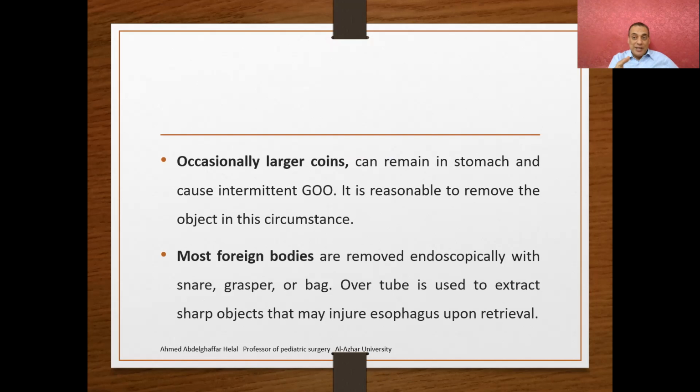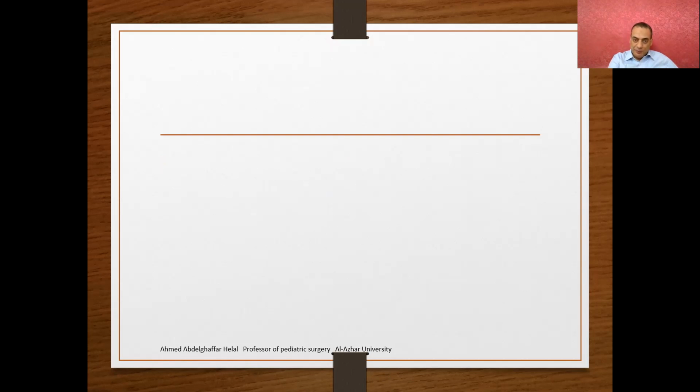Most foreign bodies nowadays are removed endoscopically by snare, grasper, or bag, using what is called an overtube. The overtube is used to extract sharp objects that may cause injury to the esophagus upon removal.